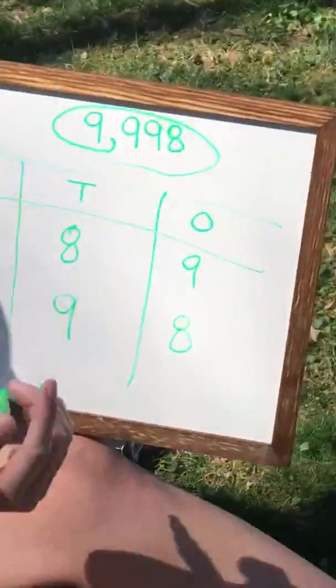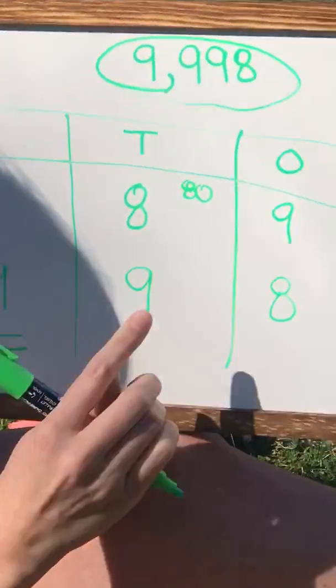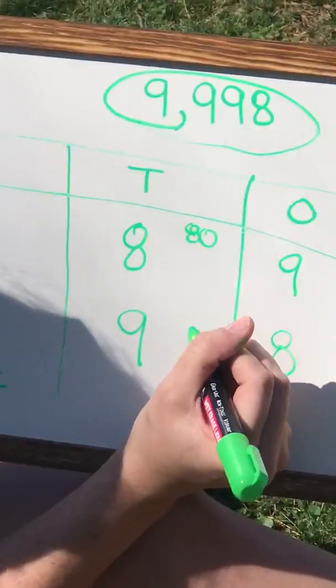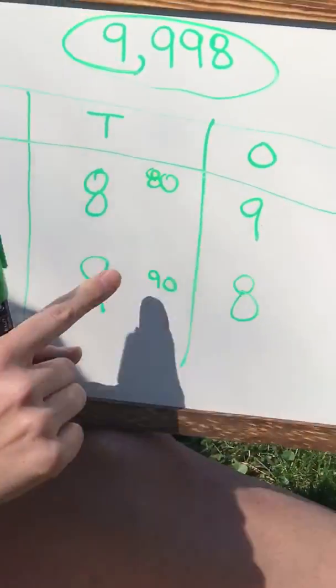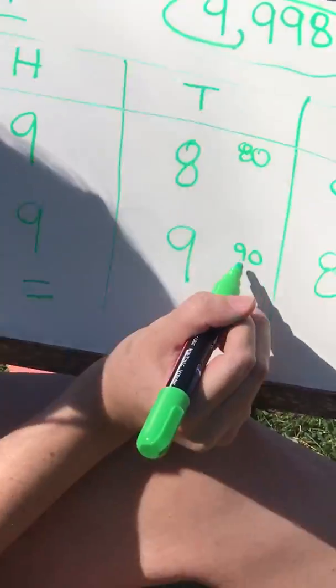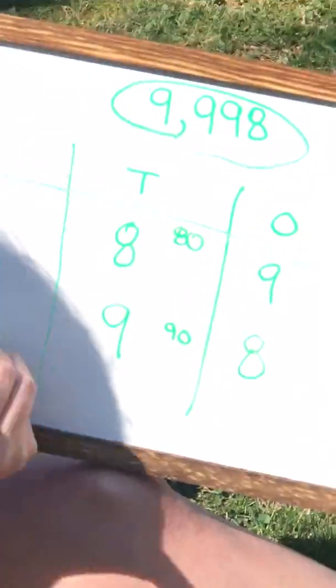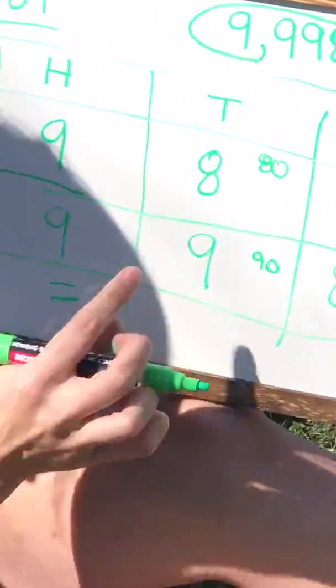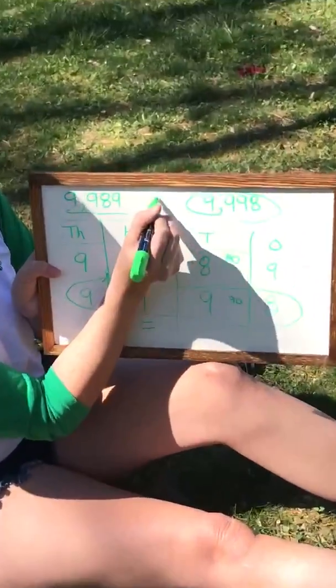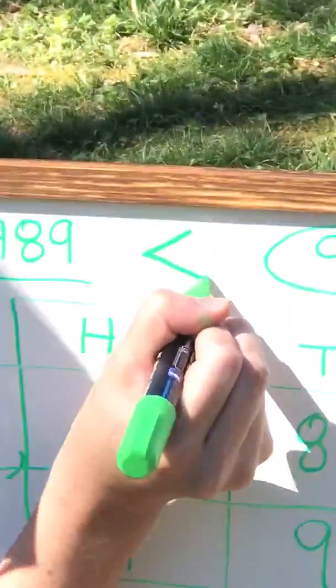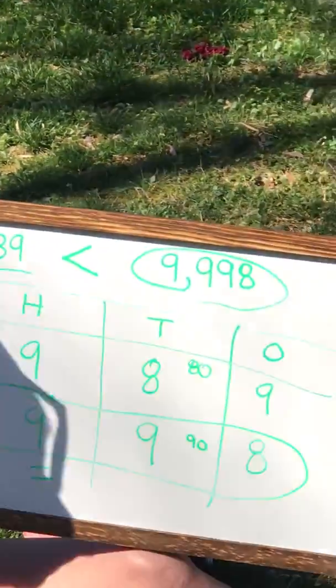This 8 in the tens column really means 80, and this 9 in the tens column really means 90. I know that 90 is bigger or greater than 80. So I know that the second number is the greater number. Now I can go ahead and fill this in with the greater side on the second number.